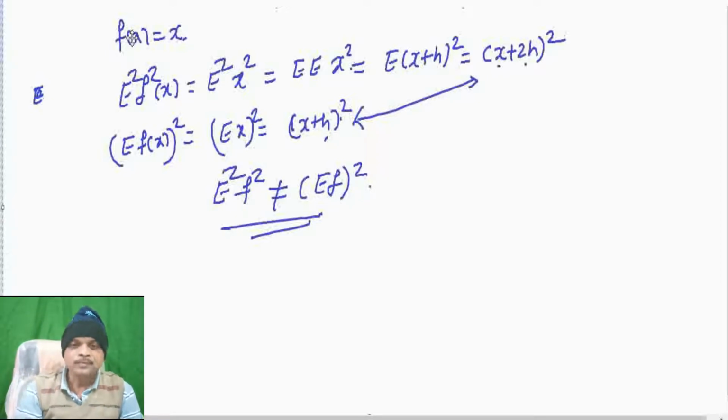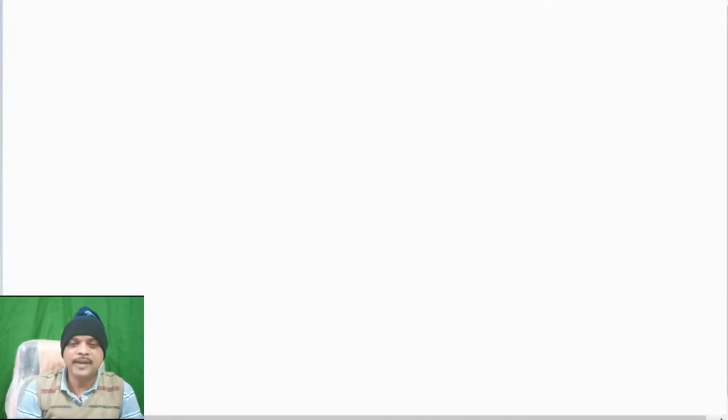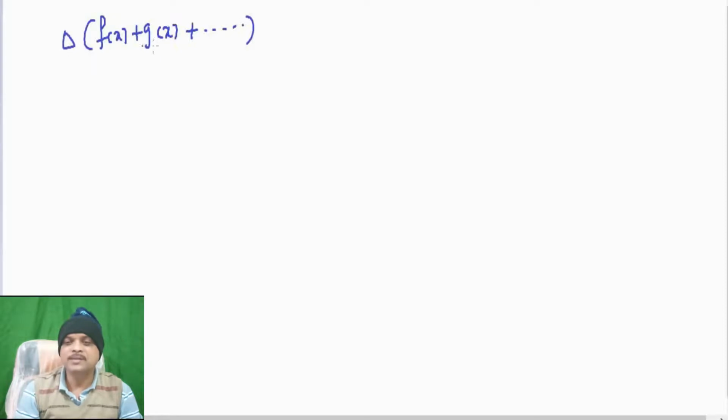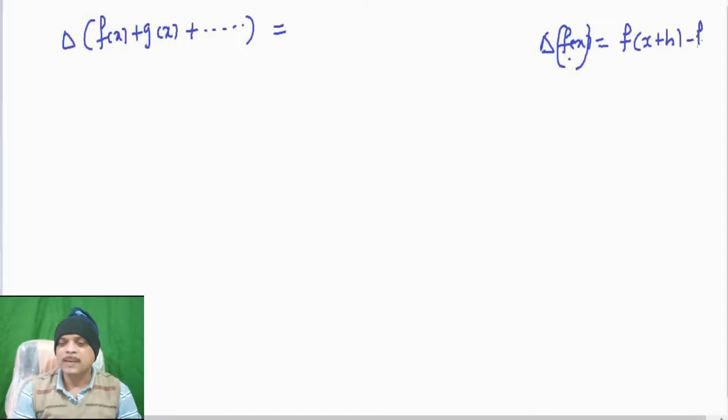Suppose we have the functions f of x plus g of x plus, like this, and let us take the difference of this. Let us operate the delta on this operator. By definition of delta, what is the definition? Delta of f of x is equal to whatever may be here on the right of this delta. It will give us f of x plus h minus f of x. So delta will operate in such a way that it will calculate the difference of these two. So this is the term.